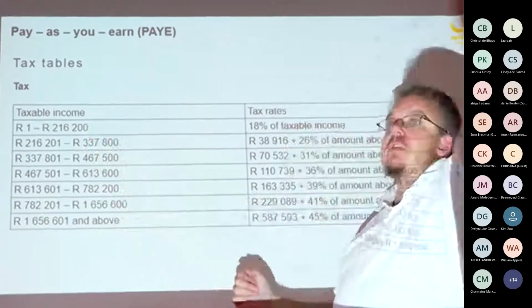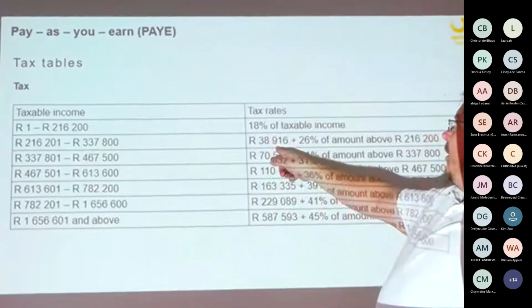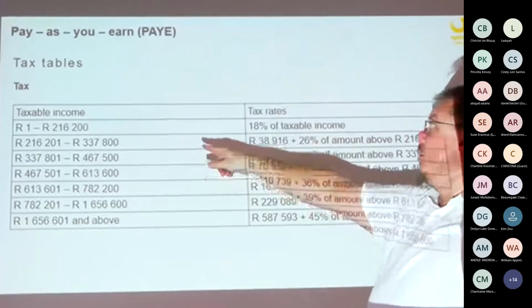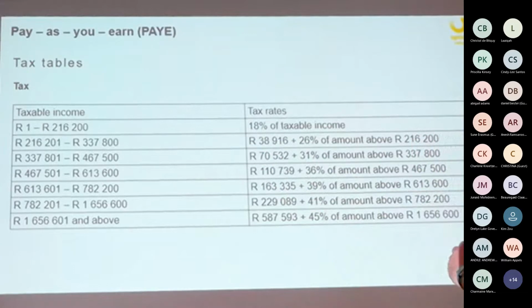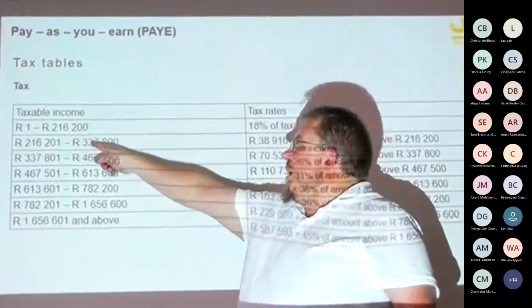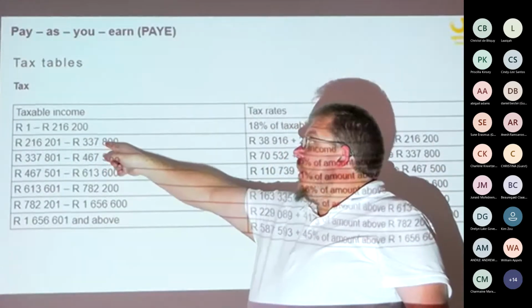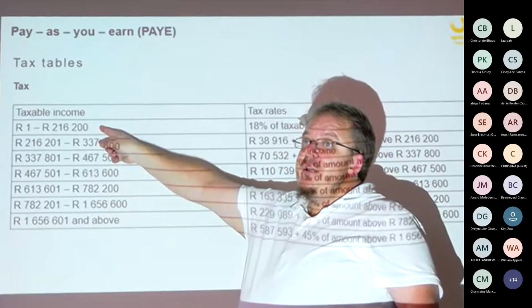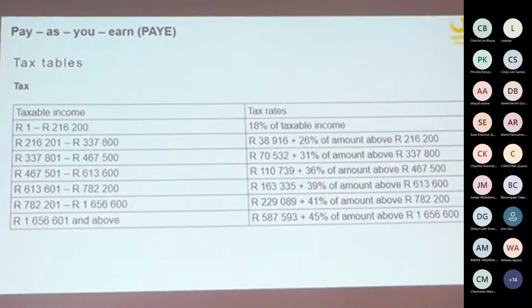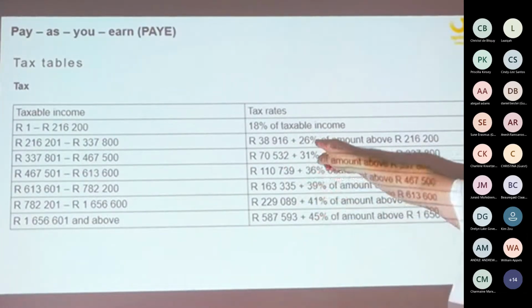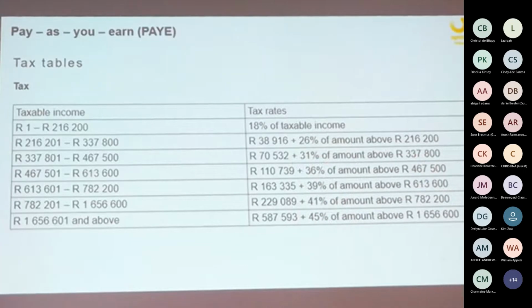And everything else that's left over is taxed. The tax on that 216,200 is 38,960. So let's say you earn 316,200, just to make it easy. That means 100,000 is above. You fall into this bracket, it's 316,200 minus the 216,200, which means it's 100,000. So on 100,000, you're going to pay 26%, which is 26,000.